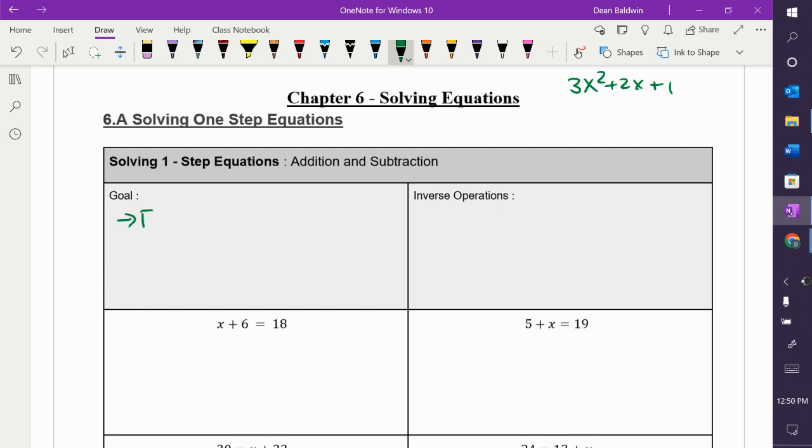The goal is to find the value of, in this case, x, but I will just say variable, because the letters will change. The whole goal is to figure out what that variable is. Or sometimes they say isolate the variable.